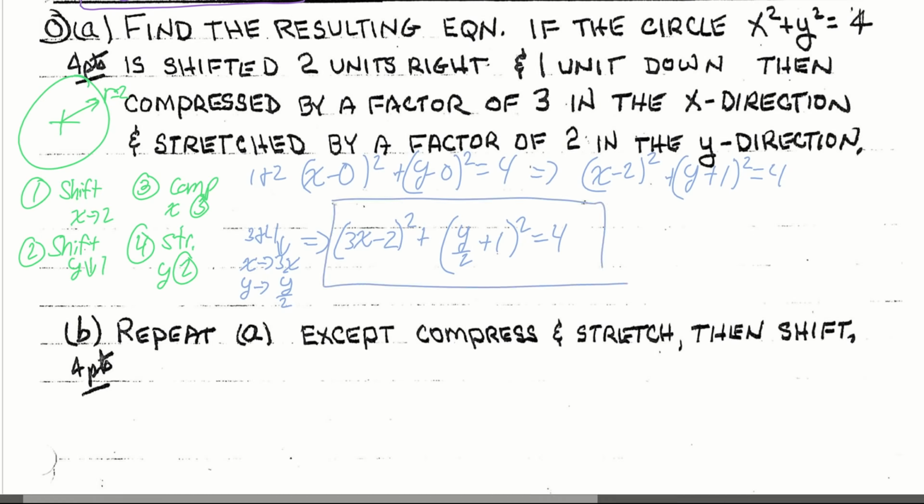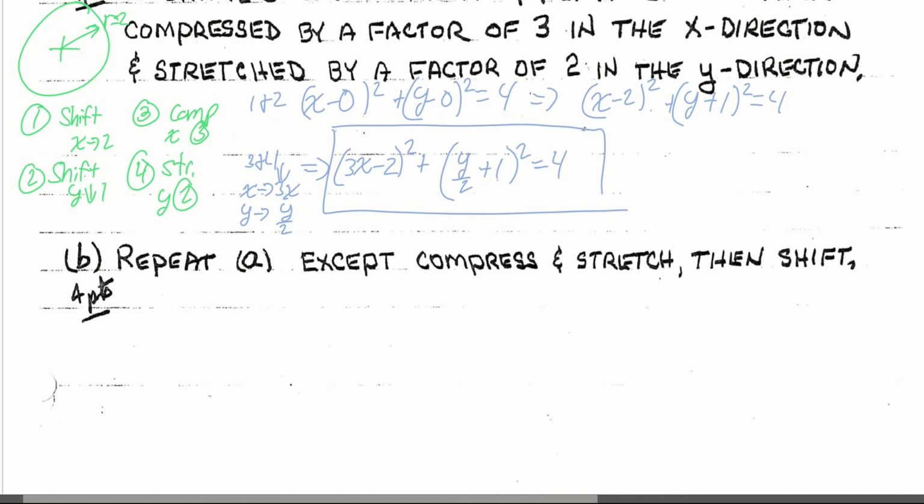So we're going to do the same thing, but instead we're going to flip 1 and 2 and 3 and 4. We're going to compress and stretch first. So we do the same thing. We're going to compress and stretch first. So that makes it 3x squared plus y over 2 squared equals 4.